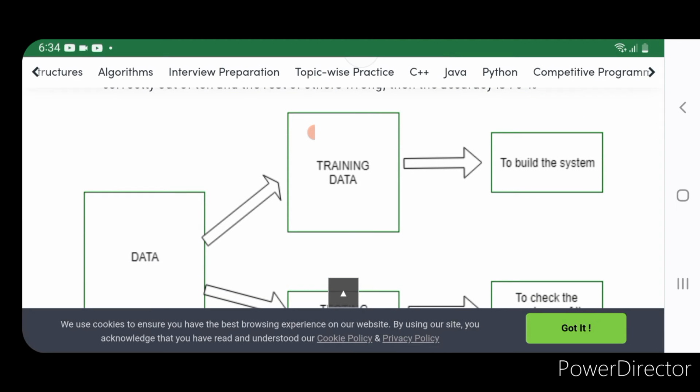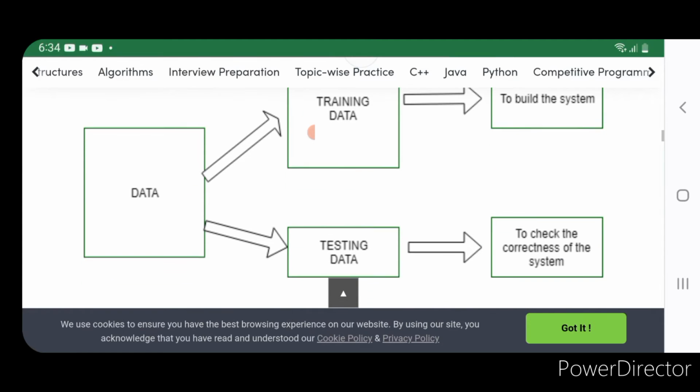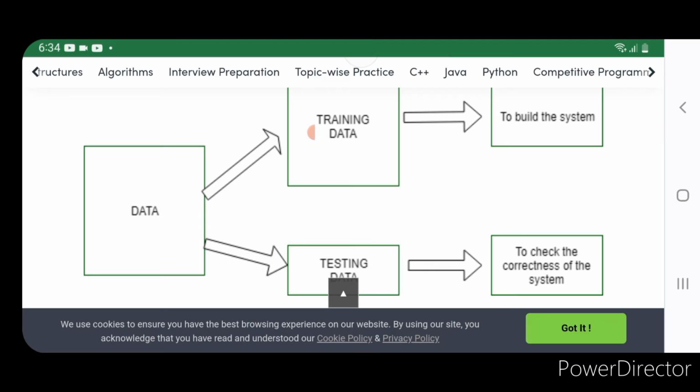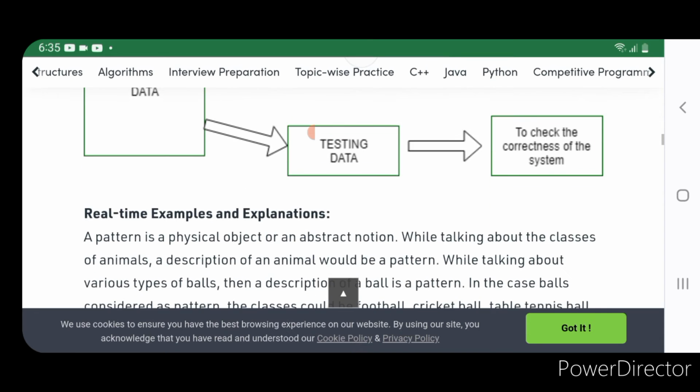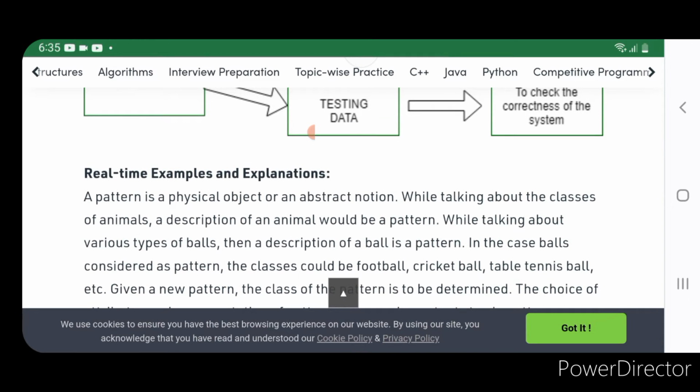यानी हम सिंपल वर्ड में ये कह सकते हैं, अगर आप 10 ऑब्जेक्ट देते हैं और 10 में से वो 7 एक्यूरेट बताता है, 3 एक्यूरेट नहीं बता रहा, इसका मतलब इसकी एक्यूरेसी 70% होगी। डाटा को हमने दो हिस्सों में डिवाइड कर दिया है, ट्रेनिंग डेटा और टेस्टिंग डेटा में। ट्रेनिंग से हमने सिस्टम को बिल्ड किया है और टेस्टिंग से हमने चेक किया है कि सिस्टम कितना करेक्ट है। Real-time example and explanations.